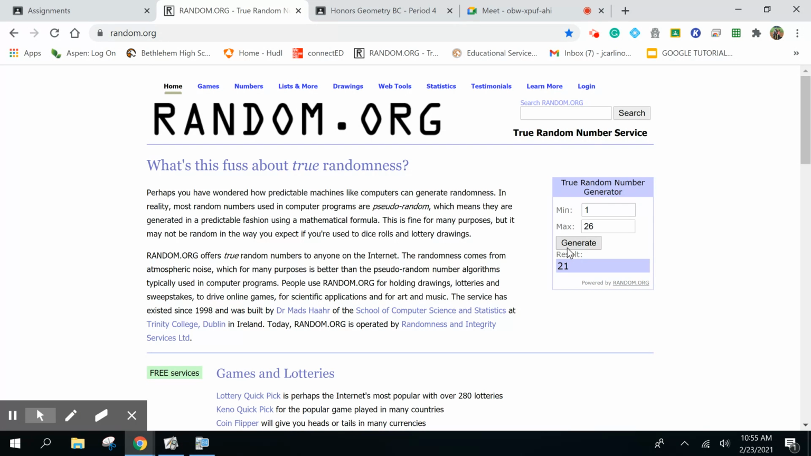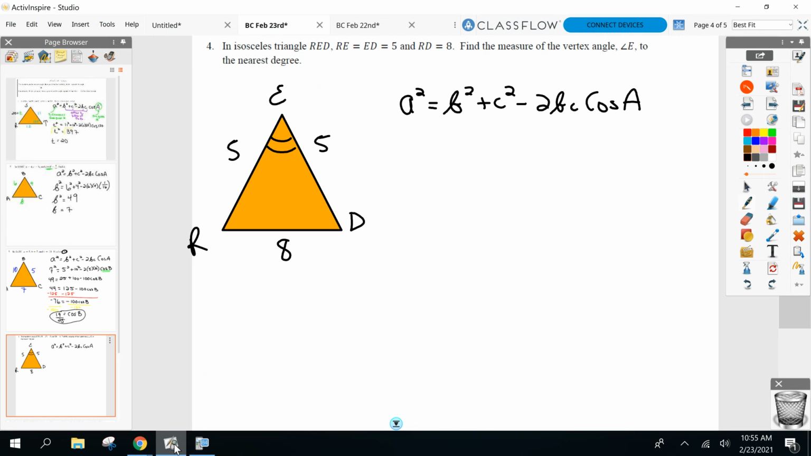Here we go. Zach, you ready? Yep. What angle are we trying to find? Angle E. Okay, and then what side's across? 8. 8, there you go. So I'm going to start off with 8 squared. Other 2 sides, 5 and 5.